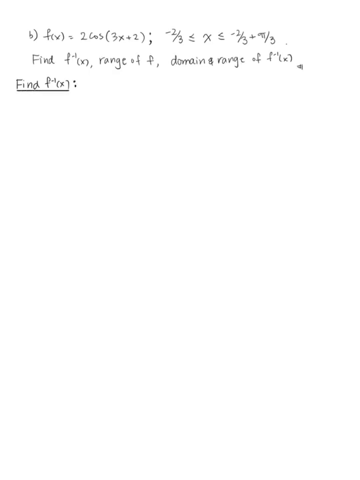Okay, so let's follow the steps. Step 1 was what? Interchange the role of x and y. So again, y equals f of x. In step 1, we're going to get x equals 2 cosine of 3y plus 2. Now don't forget to change the interval as well.